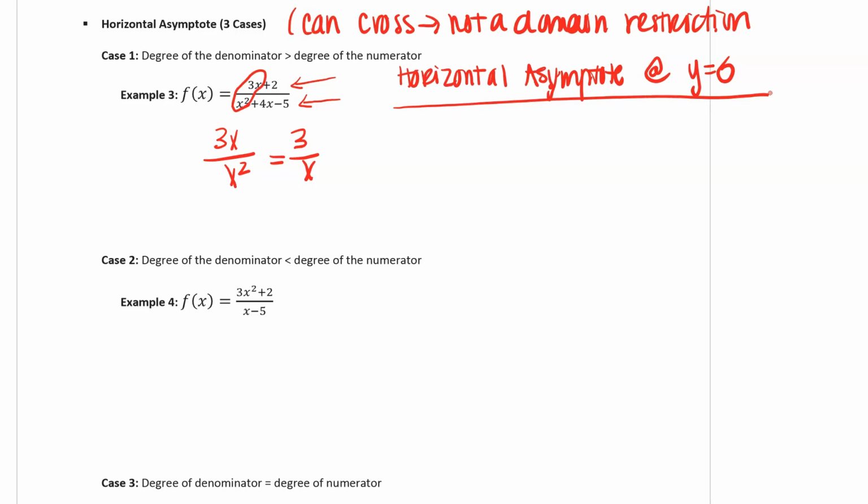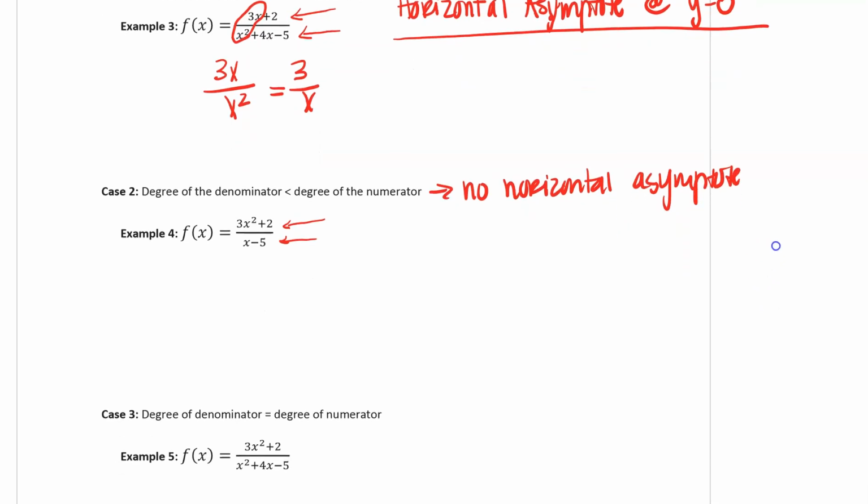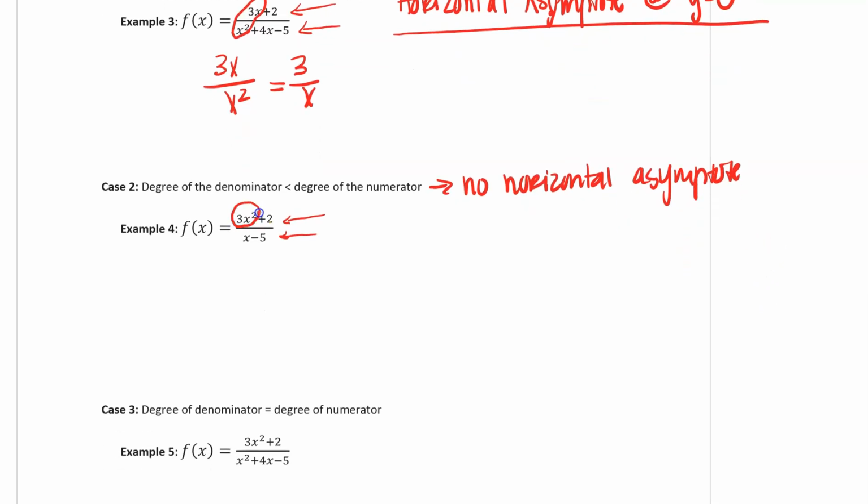Case 2, if the degree of the denominator is less than the degree of the numerator, so you can see here the degree is 1, this is degree 2, what's going to happen is there's going to be no horizontal asymptote. Let's look at the function and see what's happening. If I take 3x squared over x, that would reduce to just 3x over 1, so no problem in the denominator, no horizontal asymptote.